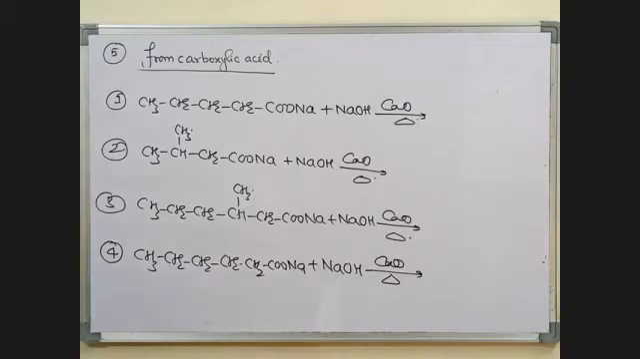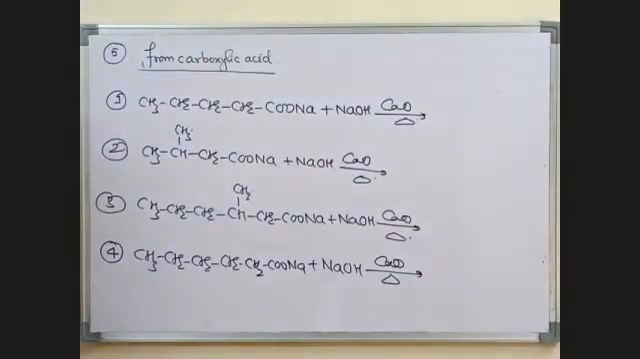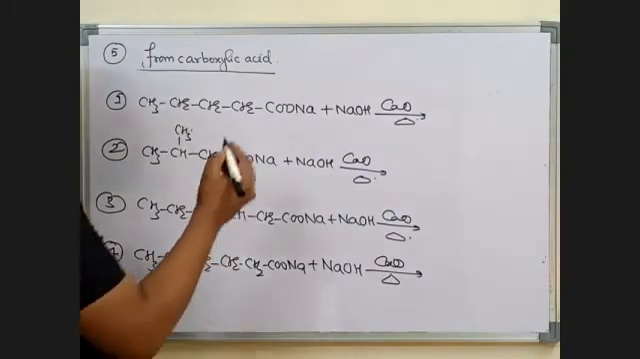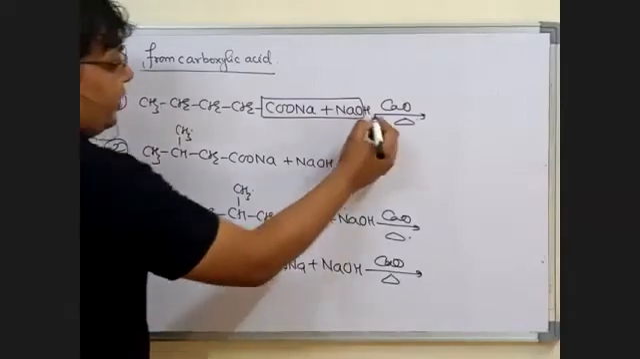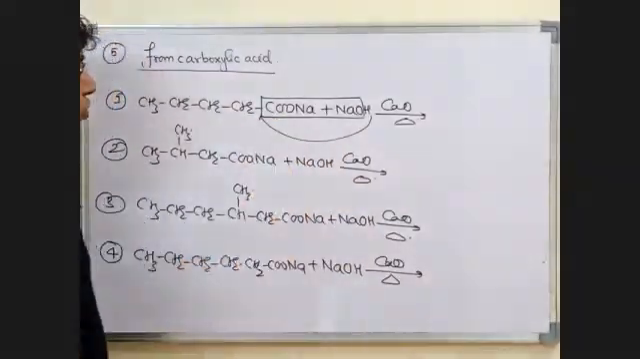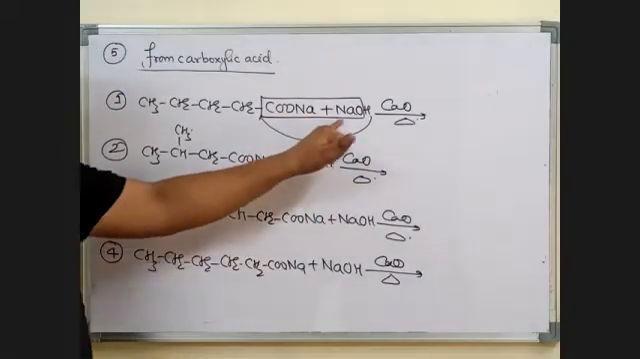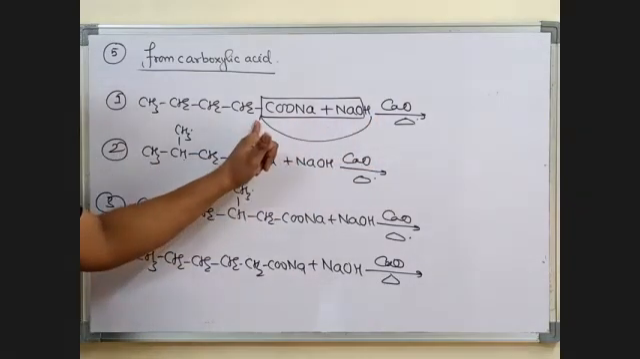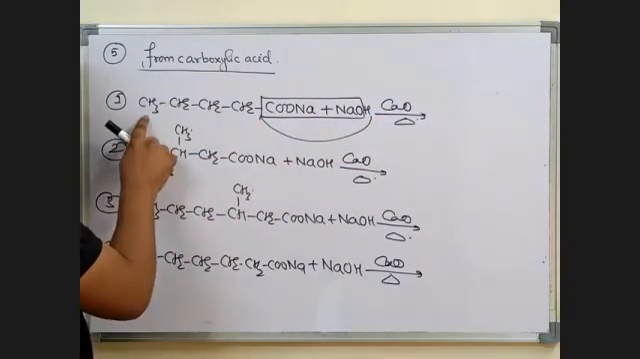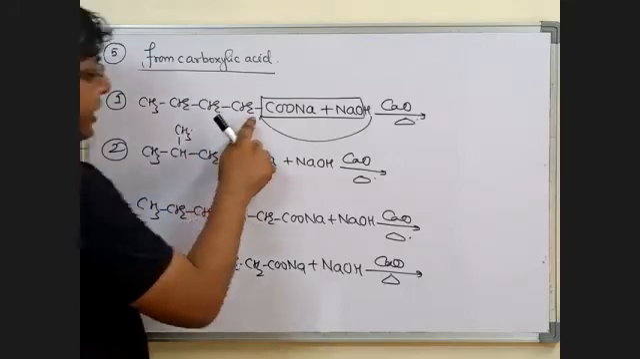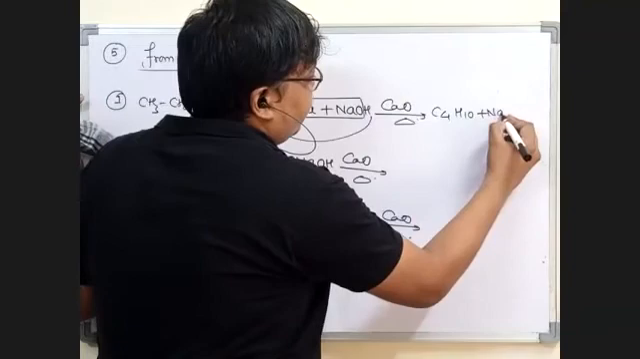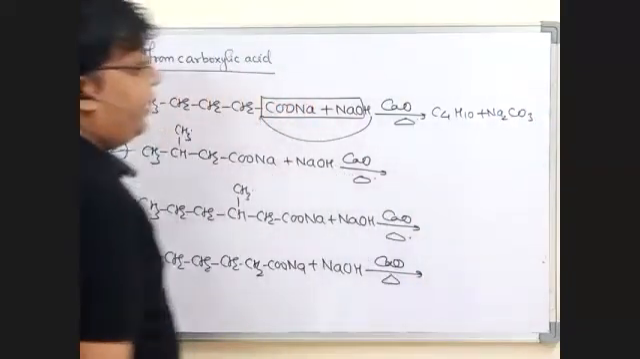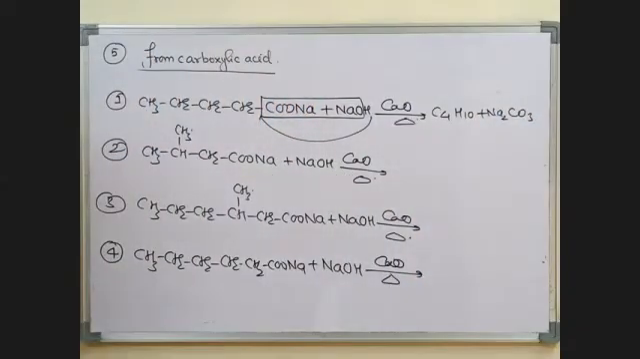Okay, Karansha, what is the answer of the first question? In the first question, we get butane and Na2CO3. In this reaction, first you remove Na2CO3, now this H adds over here. So you have CH3CH2CH2CH3. Your answer will be butane plus Na2CO3.